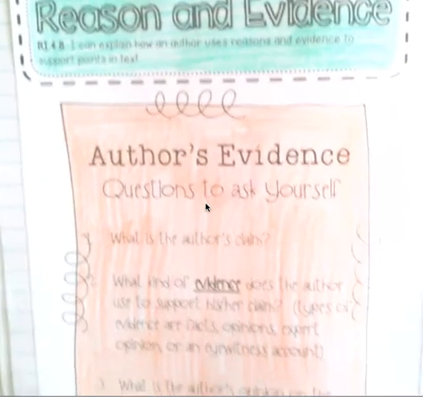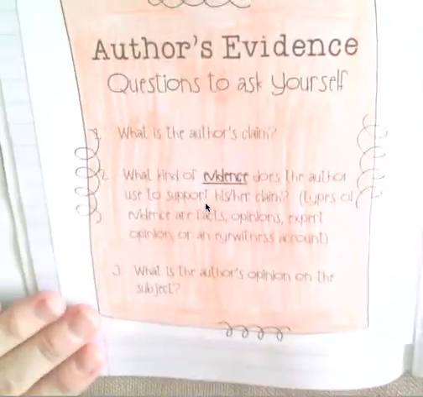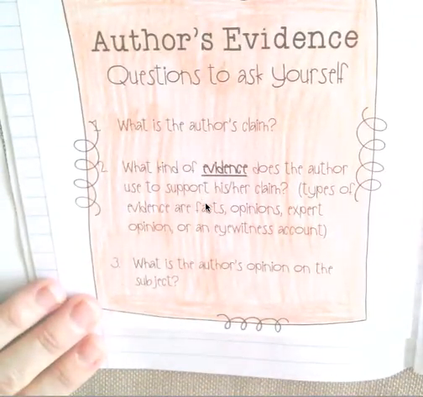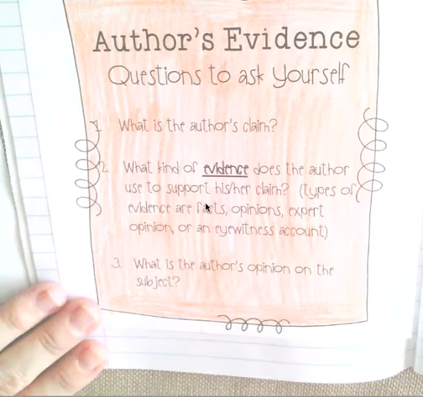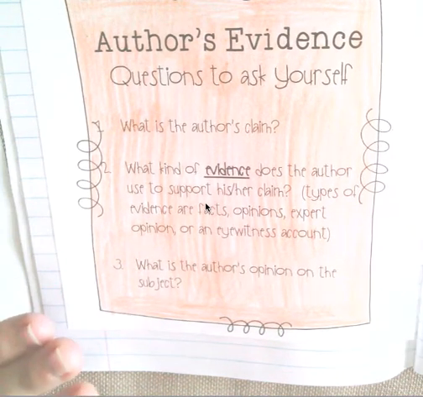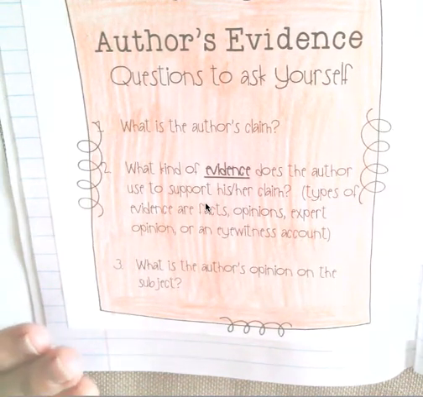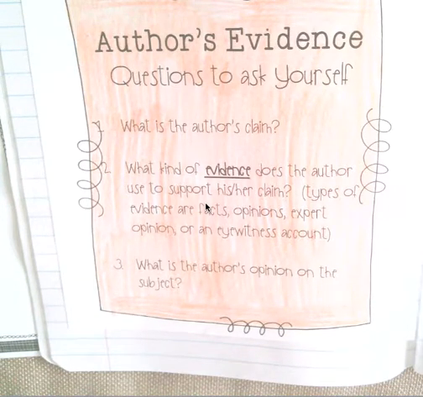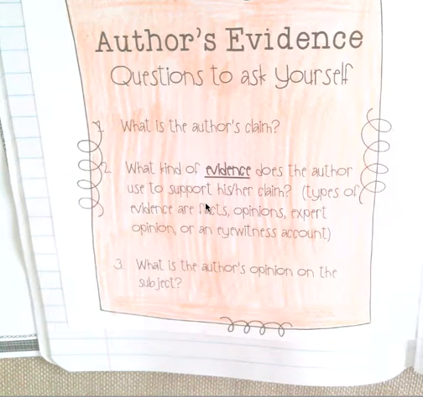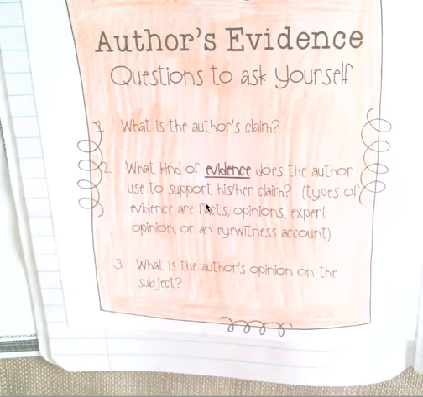And then our third question is, what is the author's opinion on the subject? We need to be very careful sometimes about what an author's opinion is, because of course, whatever their opinion is, they would like for our opinion to be the very same thing. So we need to make sure we're stopping and thinking for ourselves and coming up with our own opinions, and not necessarily believing everything that we read. So it's really important to stop and think about what their opinion is.